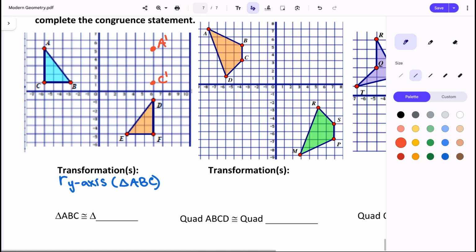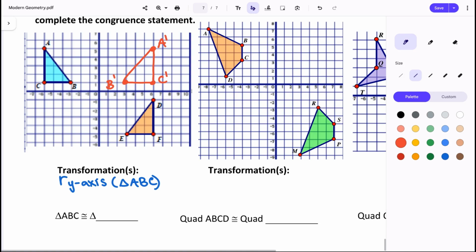How far from the y-axis is B? 3. So I'm going to go right here, 3 to the right. That's my B prime. And there's my A'B'C' triangle. Okay. What do I need to do now to get this one to line up with that one underneath it?